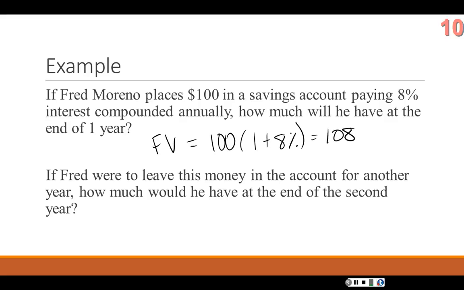Now, some of you, whenever you're looking at this problem, you may say, well, he deposits $100 and then he's going to earn 8% on that $100. That's exactly what I just wrote. I just factored out the 100. So if we factored out 100, it would be 100 times 1 plus 8%. Exactly what we just wrote.